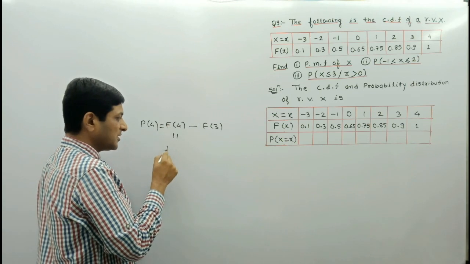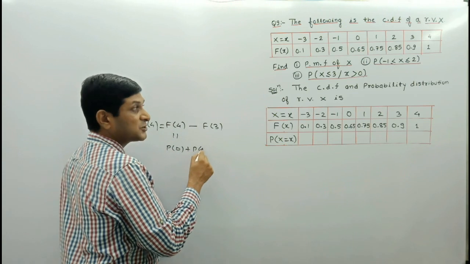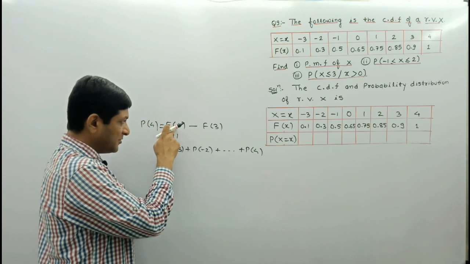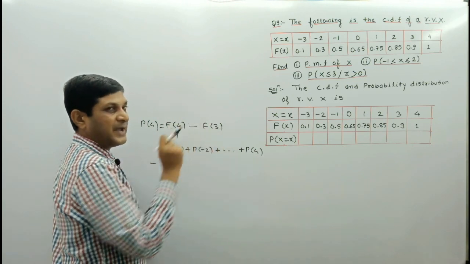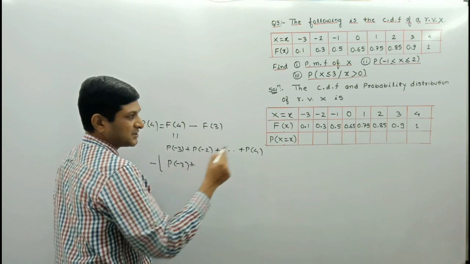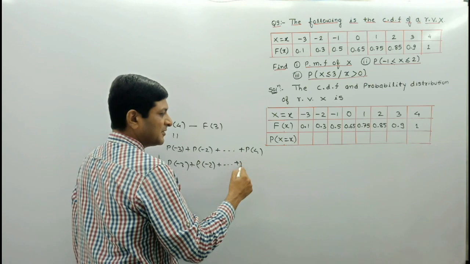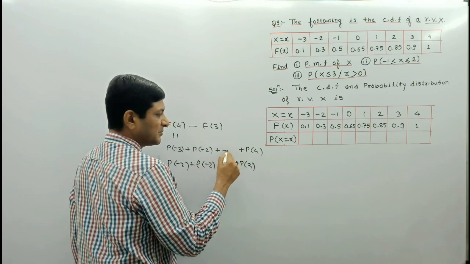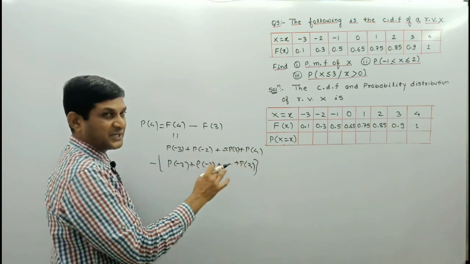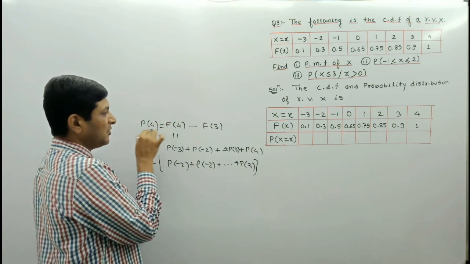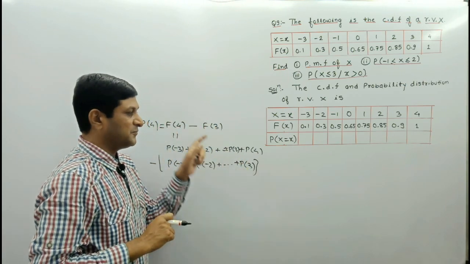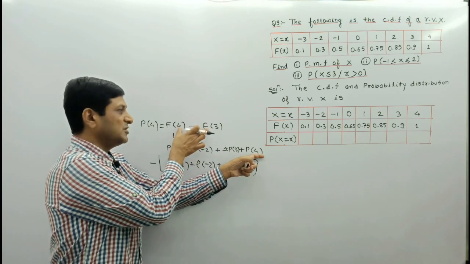F of 4 means what? It represents p of the first value, minus 3, then minus 2, and so on up to p of 4. Try to understand it. This is the value of F of 4. Minus, now we write the value of F of 3. F of 3 means the sum of all probabilities up to 3, that is p of minus 3 plus p of minus 2 plus, continuing this way, p of 3. Now if we take this difference, these terms will get cancelled, and p of 3 and p of 3 will also get cancelled. What is the remaining term? p of 4. So p of 4 is nothing but F of 4 minus F of 3. The difference of these two terms is p of 4.